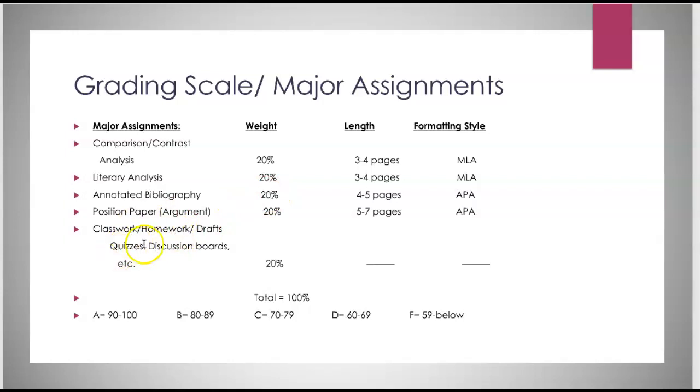And then everything else, all the classwork, homework, drafts, quizzes, discussion boards, all of the little stuff, that collectively makes up 20%. This really, guys, is the bulk of it. It might not seem like a lot, but staying on top of and completing all of these assignments and doing really well on them makes the difference between an A and a B, a B and a C, a D and a, whatever. But I don't math well. However, I know that all of this together equals 100%. So that's how your grade is going to be calculated.